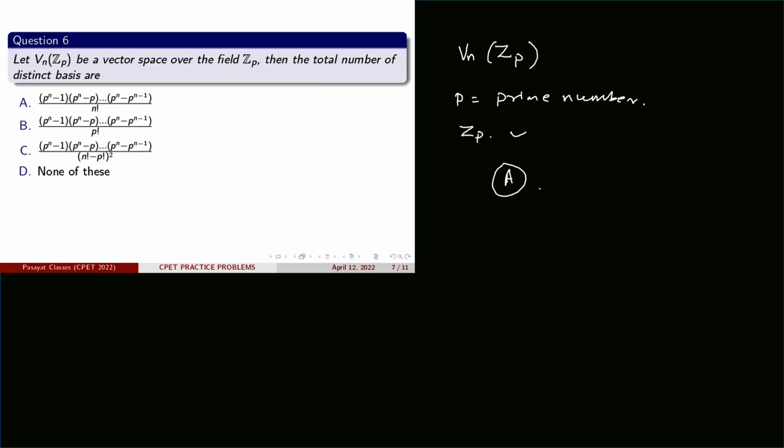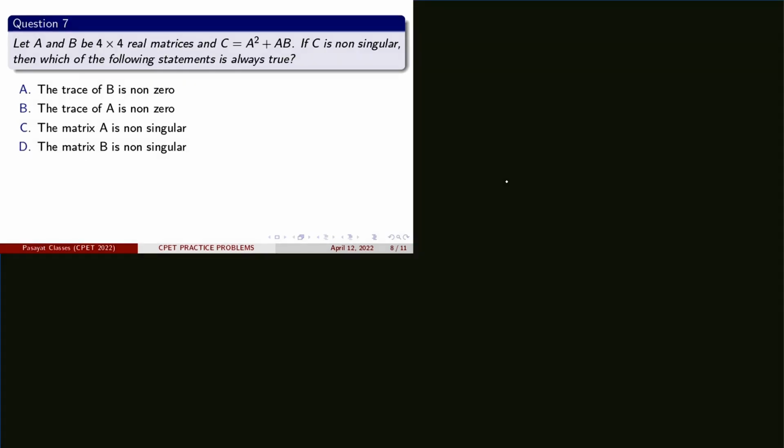Now question number 7. Here given that A and B are 4 by 4 real matrices, and the matrix C is equal to A square plus AB. Also given that C is non-singular, that means determinant of C is not equal to 0. Then which of the following statements is always true?